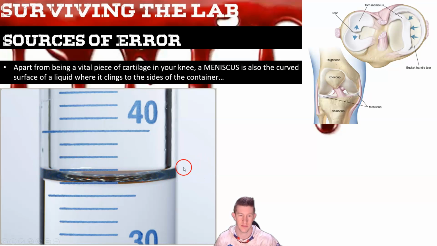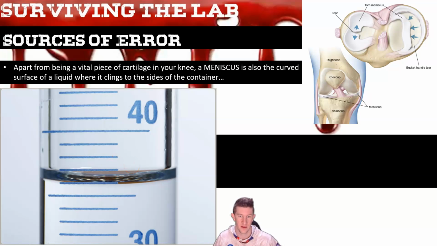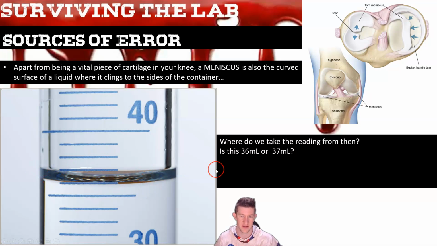This presents a problem because when I want to measure this, do I measure the lowest point? Do I measure the highest point, or somewhere in between? And this is obviously going to shift our values. You can see here we're talking probably half a milliliter in between, and that could be quite significant. So would you say this is 36 mils or 37 mils? 36 mils being here at the bottom and 37 mils being here at the top. Have a bit of a discussion with your group and see what you come up with.